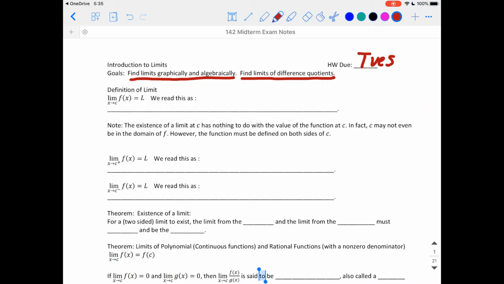And let's start with our definitions here. So definition of a limit. So this is how we read it. This is the notation right here. And that notation is read as the limit of f of x as x approaches c is equal to L.